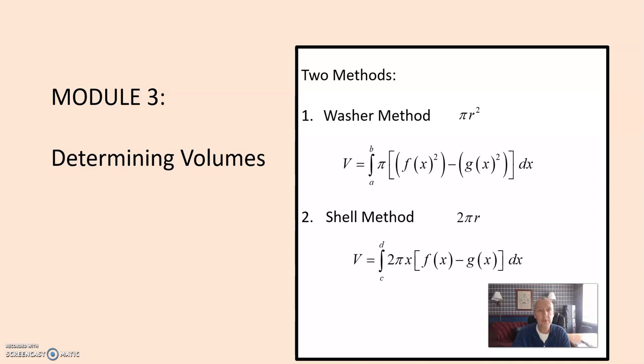All right, so keep these two formulas in mind as you watch the videos and begin the homework, and we'll look for questions that you might have on the discussion board.